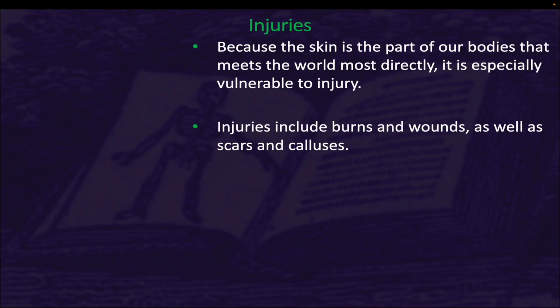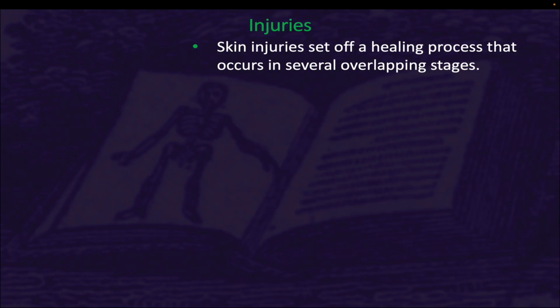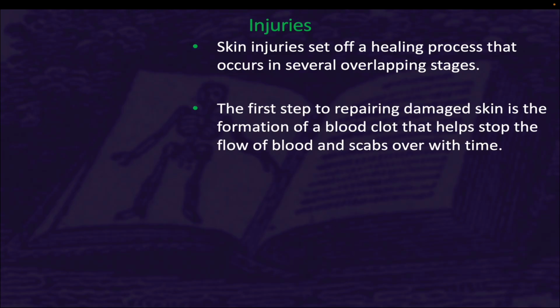Injuries include burns and wounds, as well as scars and calluses. They can be caused by sharp objects, heat, or excessive pressure or friction to the skin. Skin injuries set off a healing process that occurs in several overlapping stages. The first step to repairing damaged skin is the formation of a blood clot that helps stop the flow of blood and scabs over with time.